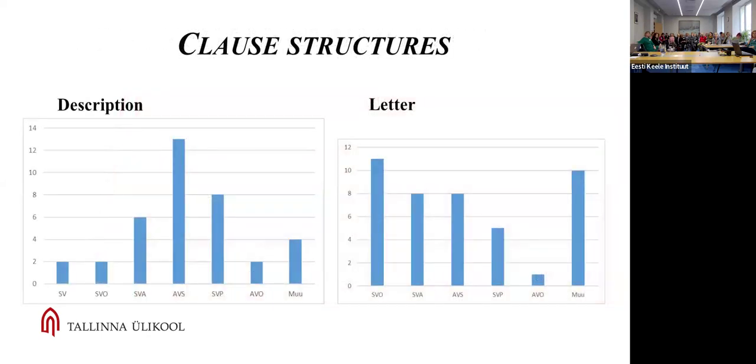Now, when we look at the clause structure, again we wanted to see how complicated constructions the children use. So here we can have, for example, subject and verb, subject, verb, object, and so on. Again, it is quite logical that in descriptions, they use a lot of adverbial, verb, subject kinds of sentences, because this is very typical for descriptions. Whereas in letters, more subject, verb, object is used, the typical Estonian sentence. But what is different from all the other levels is that in clause structures there is more variability and more different structures used by children in letters than in descriptions.